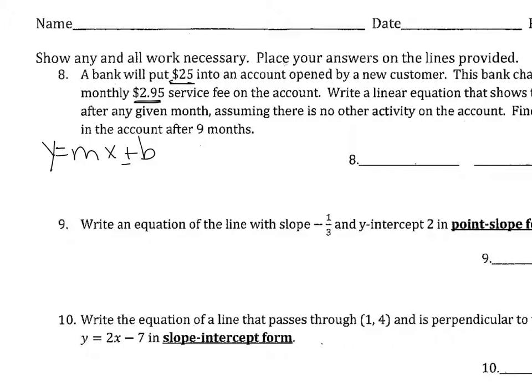One of them's going to be your m, one of them's going to be your b. Now, what to do about this whole 9 months thing? Well, that can be plugged in for the x, because it's like an input. So once you figure out it's going to be y equals something x plus something, then plug in the 9 for the x, and then work the whole thing out, and you'll get your y. That'll get you what it is after 9 months. If you still have questions about it, come and ask me.